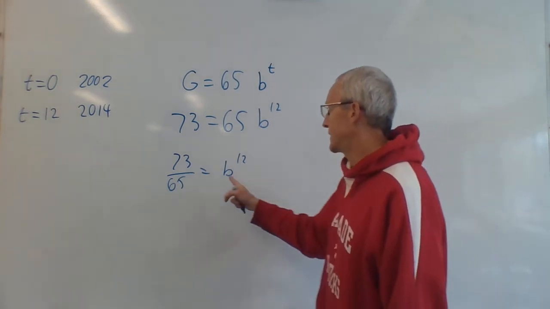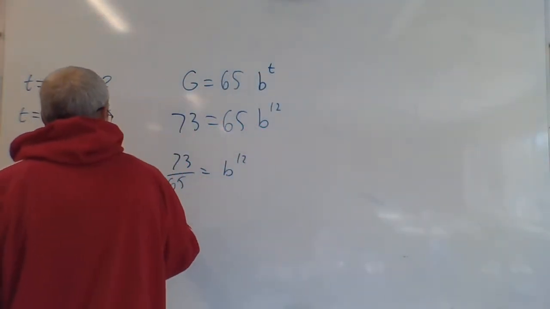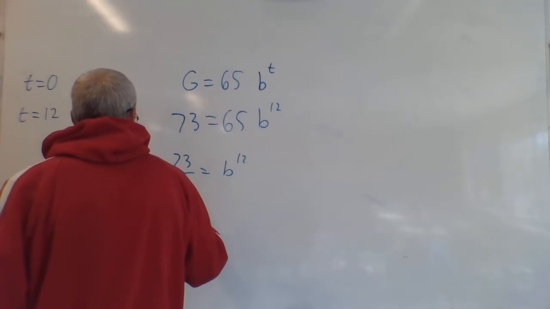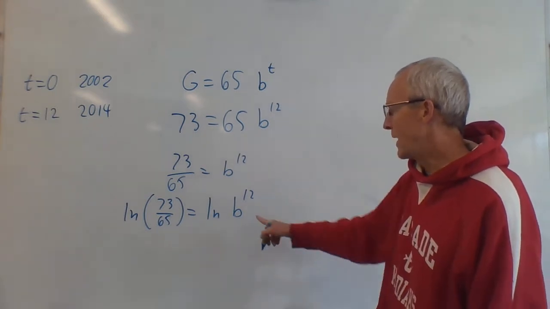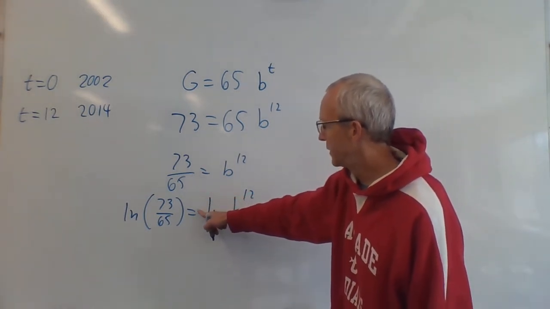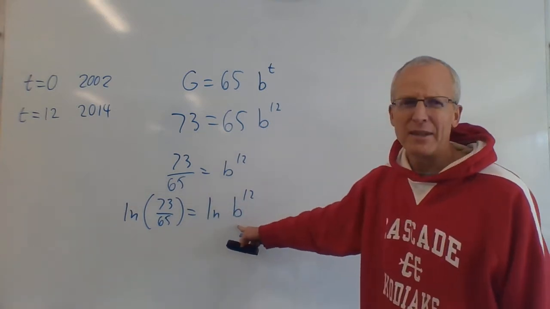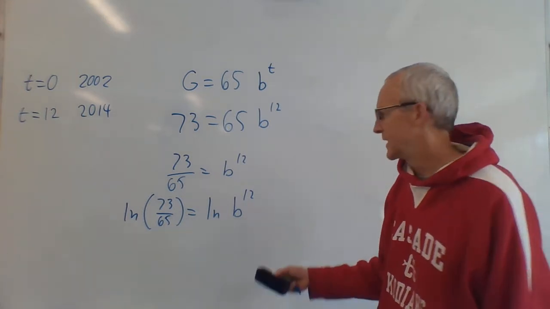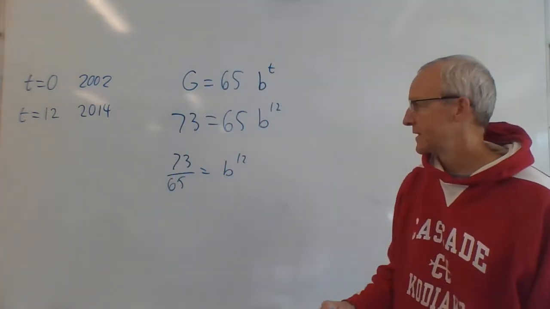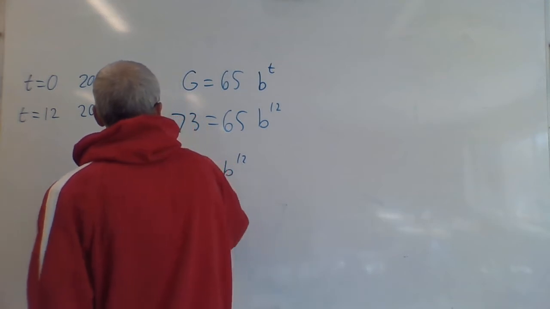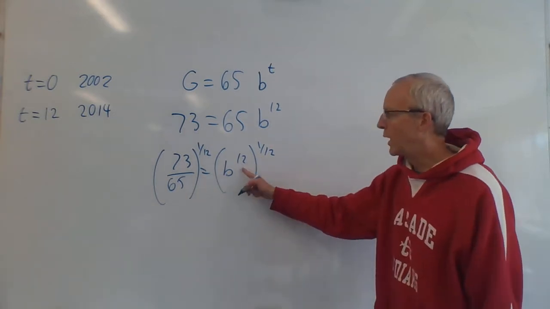There are two ways to do this. We could take the natural log of both sides. Let's try doing it that way. So ln of 73 over 65 equals ln of b to the 12th. We want b, and we can put the 12 in front and solve for b, but we still have a b inside the parentheses later on, and we have to put those to e. That's not a good way to do it. The better way is just take both sides to the 1/12th power. 1/12 times 12 is 1, so we get b.